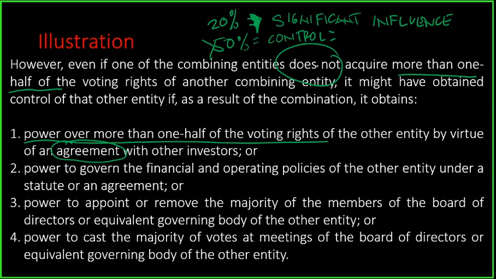Control is the driver. You are the driver of the car. Significant influence is if your wife is riding with you. Your passenger can tell you where they want to go, but who has the control? The driver. Okay, power to govern the financial and operating policies of the other entity, again, through an agreement.